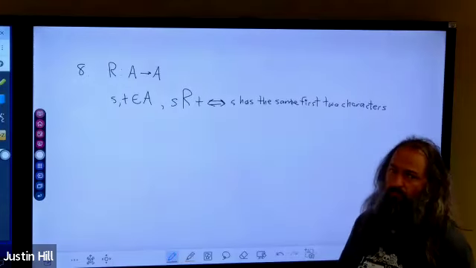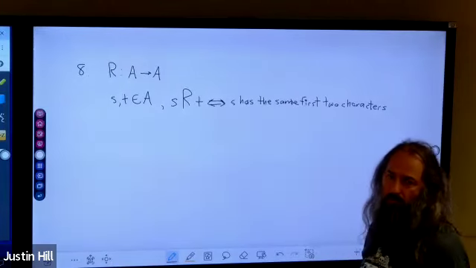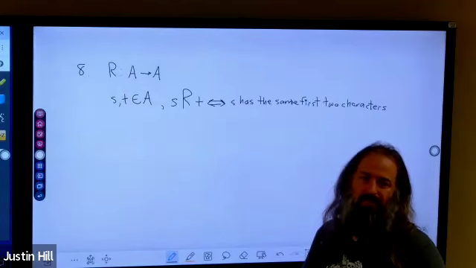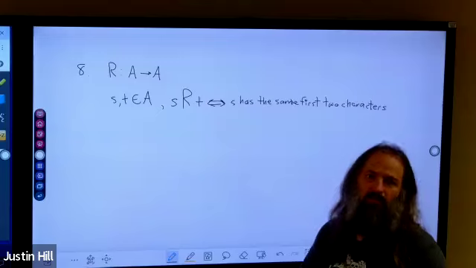So basically they have to have the same first two characters. And if they do, then we say they're related to each other. So again, whenever we give these computers examples, I don't know if you've noticed, I've started asking you, okay, what might this be good for?